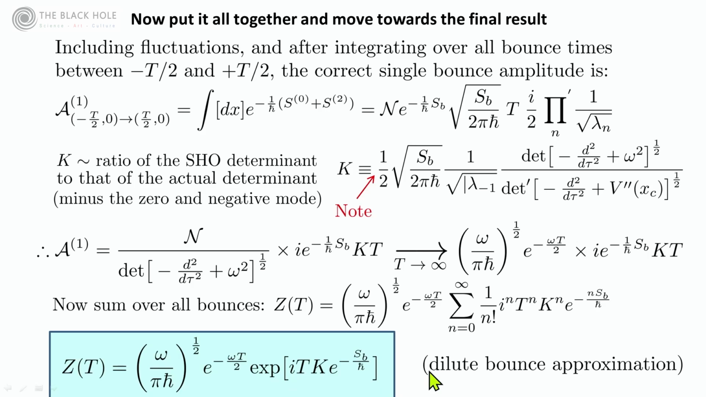That's pretty much it. Of course, there's an assumption over here that the bounces happen very, very quickly, that the second bounce and the first bounce are separated by some decent amount of time. And barring that, you can take any number of instantons, and so just sum from 0 to infinity, we get this.